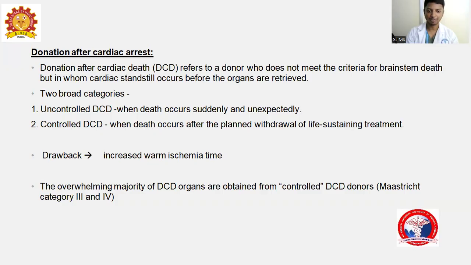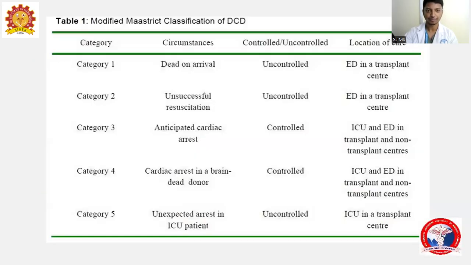The overwhelming majority of DCD organs are obtained from controlled DCD donors, which follows the Maastricht category 3 and 4.